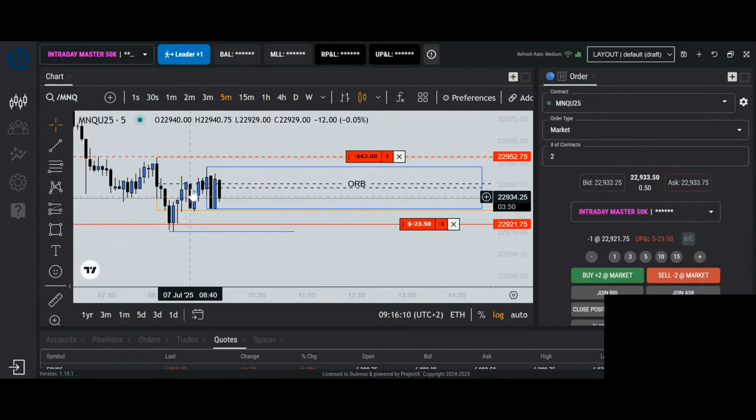And here we can also see that the market is actually very undecided. We're just creating liquidity now.